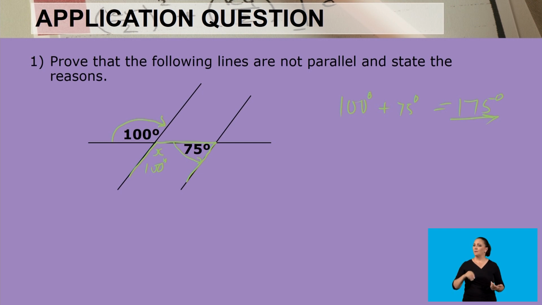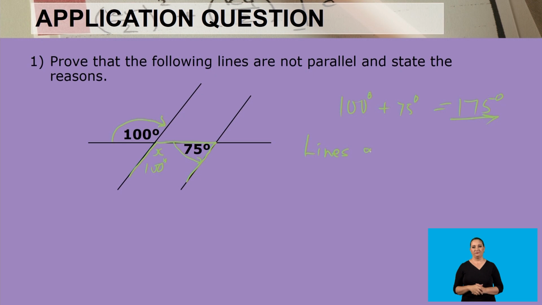It does not give us 180. Therefore, these two lines are not parallel, because if it gave us 180, then it would make the two lines parallel. So we say the lines are not parallel because co-interior angles are not equal to 180 degrees. So because of that, we know.